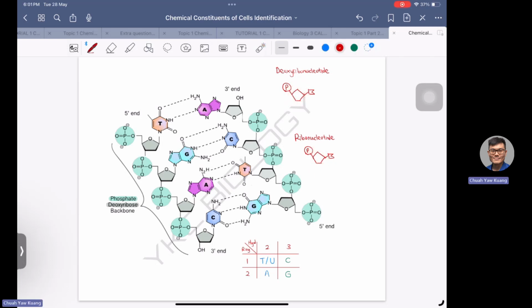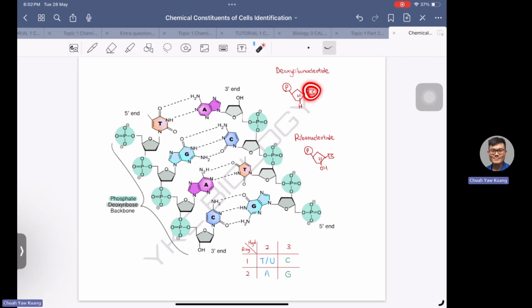In deoxyribonucleotide, the pentose sugar is deoxyribose. That means that at carbon 2, it contains both hydrogens. They don't have the OH at carbon 2. While for ribonucleotide, the pentose sugar is the ribose sugar, which has one H and one OH at carbon 2.